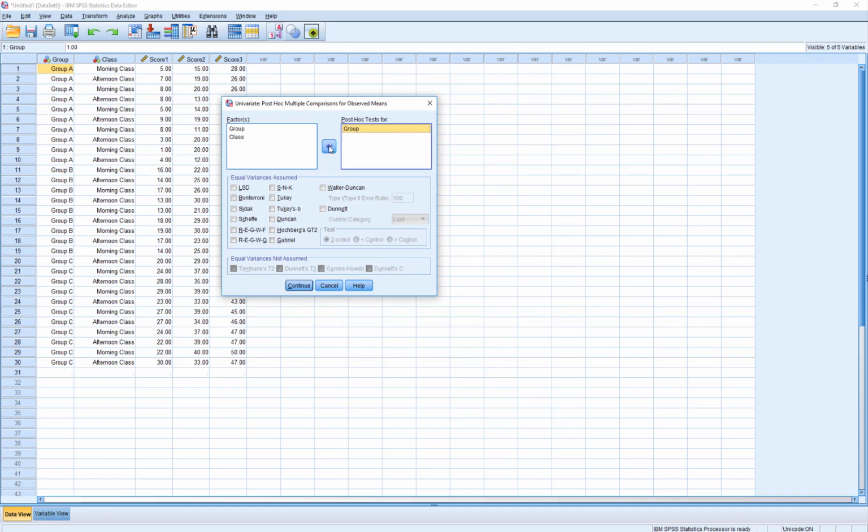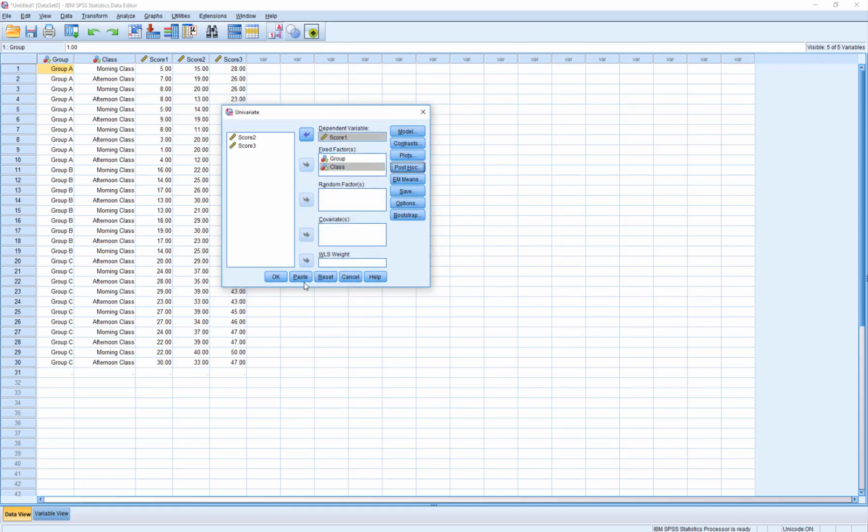Group is the only one that is going to be brought over. The reason for that is because a post hoc test can only be used when there are three or more levels of an independent variable. If we brought over a class, there would be an error. I'm selecting Tukey once more. Continue.